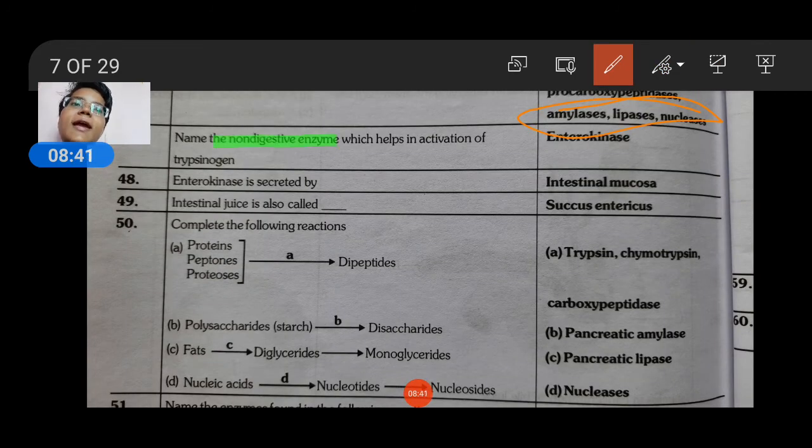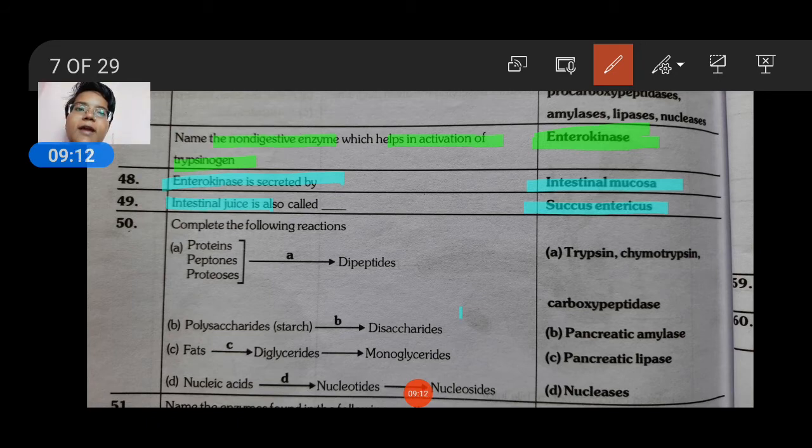Name the non-digestive enzyme which helps in activation of trypsinogen. It's enterokinase. Enterokinase helps in conversion of trypsinogen into trypsin, which in turn activates chymotrypsinogen and procarboxypeptidases. Enterokinase is secreted by the intestinal mucosa. Intestinal juice is called succus entericus.